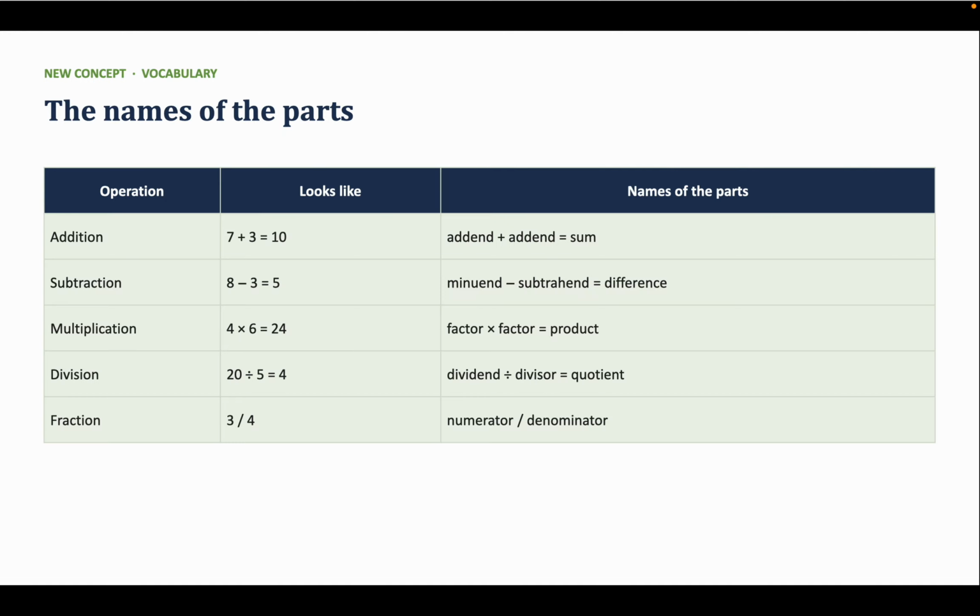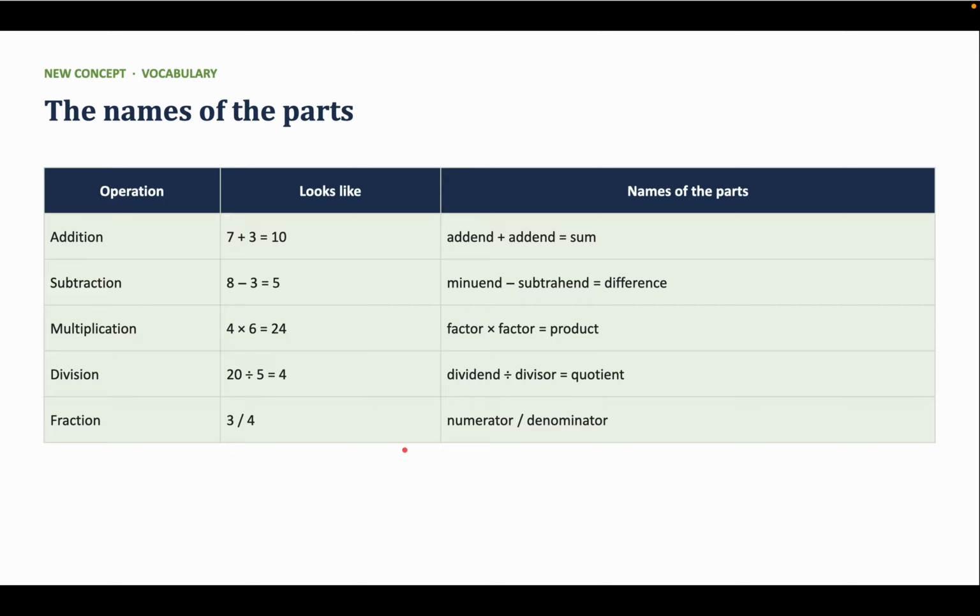And of course, there's vocabulary with every operation. In addition, the numbers we add are addends, and the result is the sum. In subtraction, the minuend minus the subtrahend equals the difference. In multiplication, the factors multiply to a product. In division, the dividend is divided by the divisor, which equals the quotient. And in fractions, our top number is our numerator and our bottom number is our denominator.